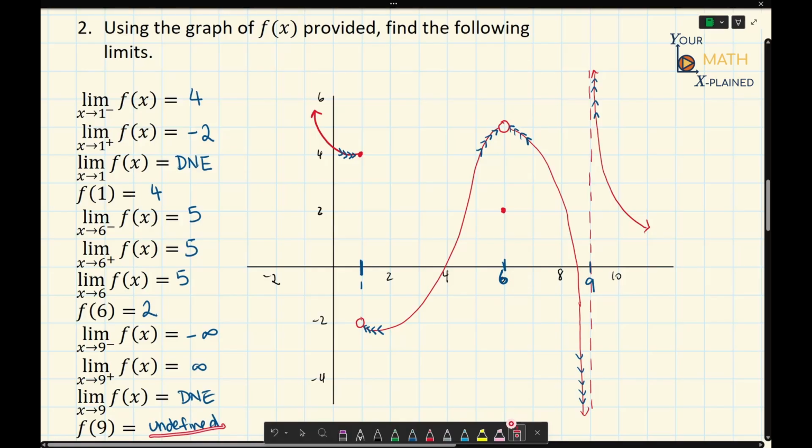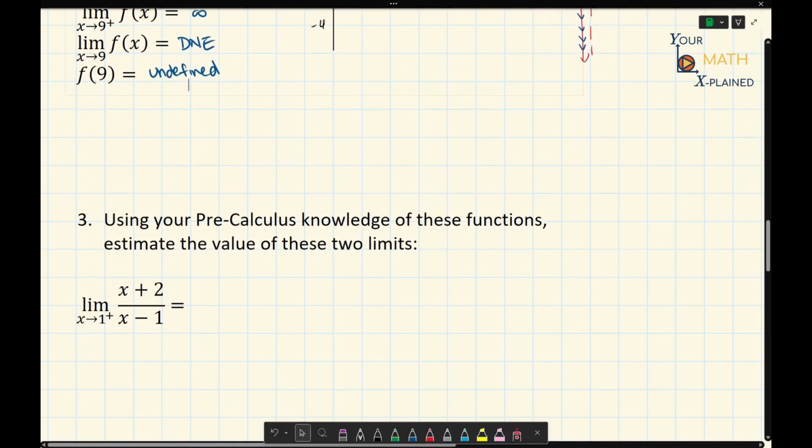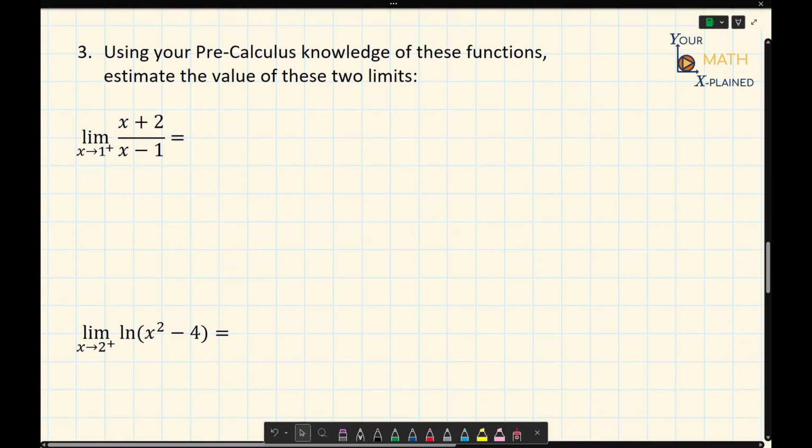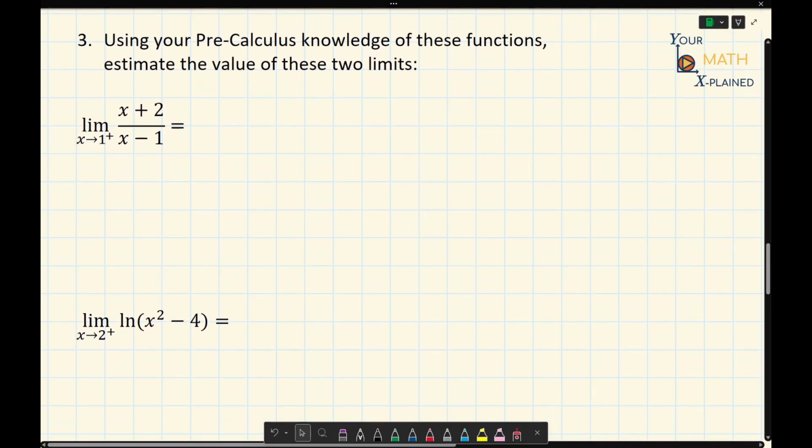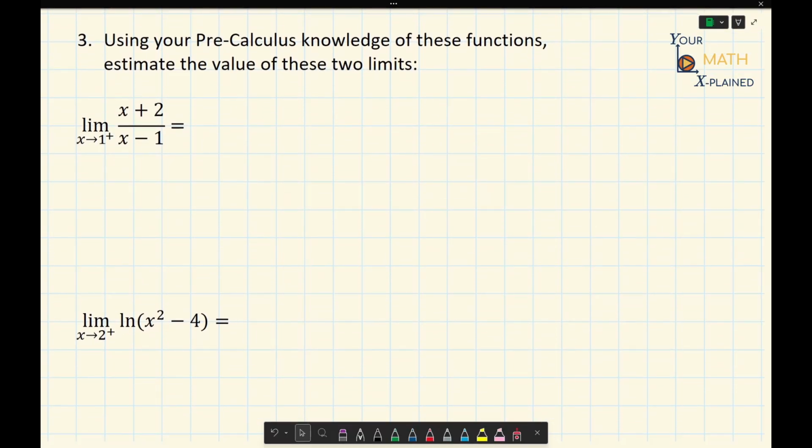Moving on to the next example, we are asked to find the limits of these functions using our precalculus knowledge. So the first one, we're asked to find the limit of x plus 2 over x minus 1 as x approaches 1 from the right-hand side. Now we can see that our numerator is going to approach 3 as x approaches 1 from the positive side.